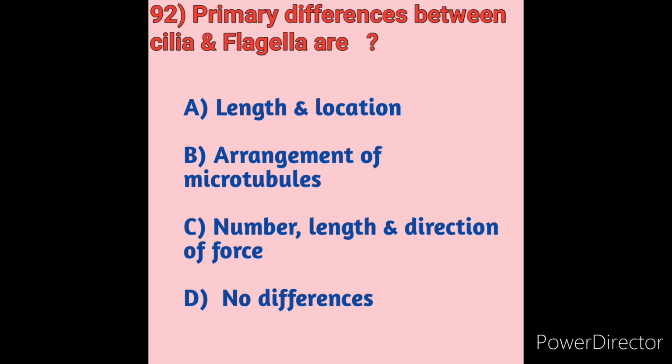Option B, arrangement of microtubules. Option C, number, length and direction of force. Option D, no differences between cilia and flagella. What is cilia? What is flagella?